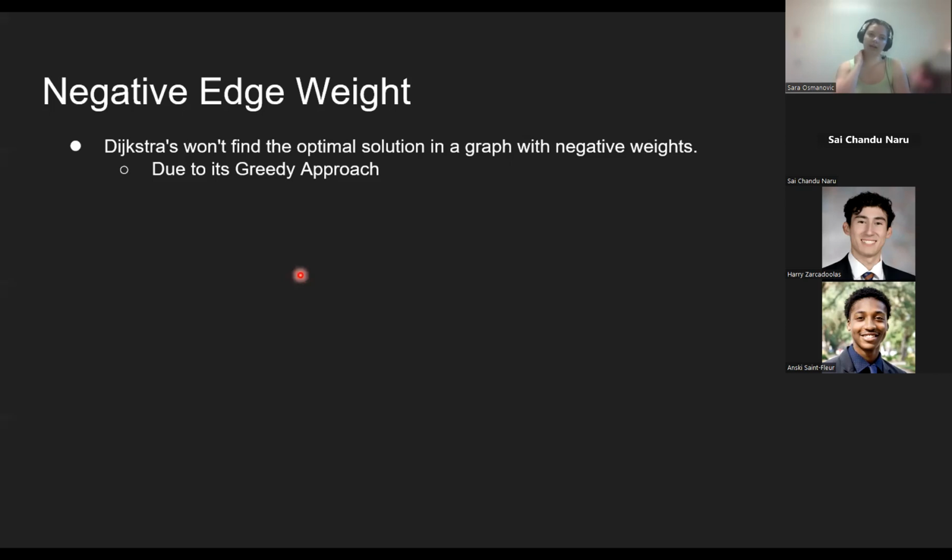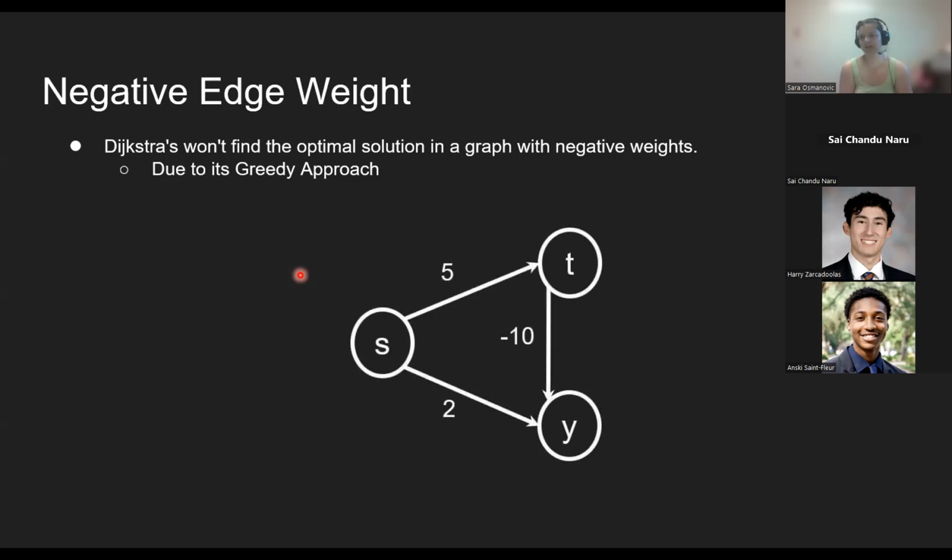Now, negative edge weight. Dijkstra's won't find the optimal solution in a graph that has negative weights because of the greedy approach. So if you have negative weights, it will always prefer the negative weight over the positive one because it will give a smaller sum. And it doesn't necessarily mean that, if you look at this one, the path still has the absolute value of 10.